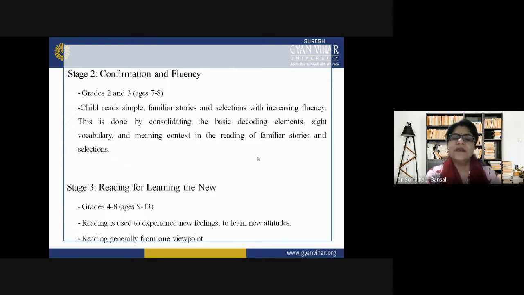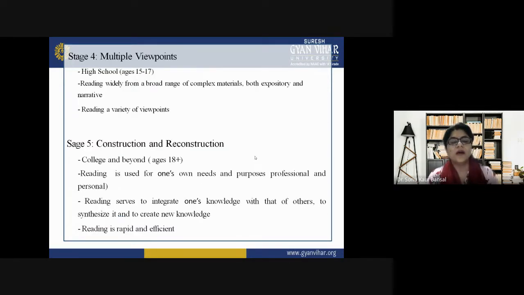13. Now in this stage, students' reading is used to experience new feelings and learn new attitudes, and reading is generally from the textbook also. Now we come to stage 4, that is related to multiple viewpoints. And this is called high school, age 15 to 16. And reading widely from a broad range of complex materials, both expository and narrative. So reading a variety of viewpoints is here.